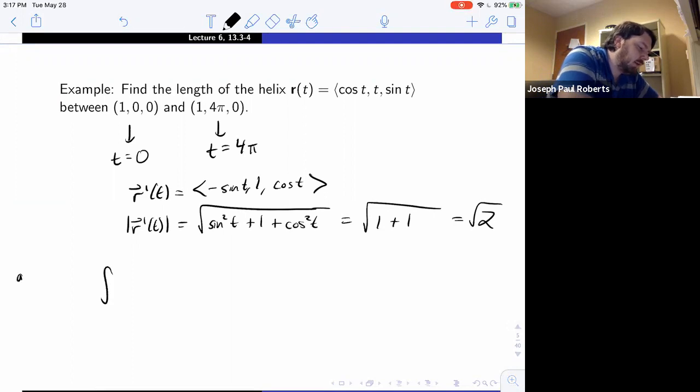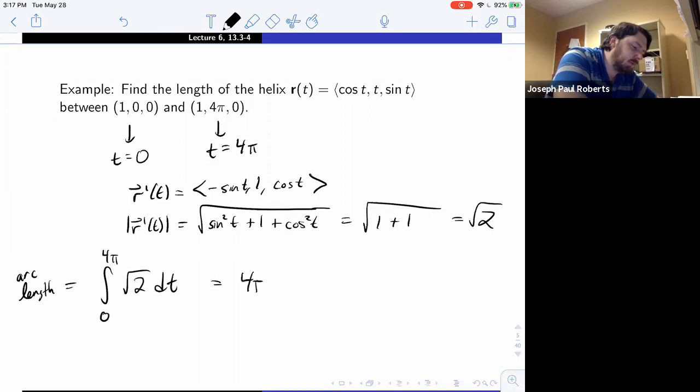And then my arc length is the integral from 0 to 4 pi of square root of 2 dt, which is a pretty easy integral to do. You just get 4 pi times the square root of 2. And that's that. So sometimes you have to find the t values like we did here, but then other than that, you're just getting r prime, length of r prime, and integrating that. So anyway, that integral wasn't so bad.